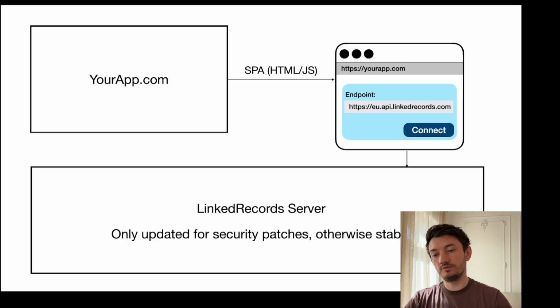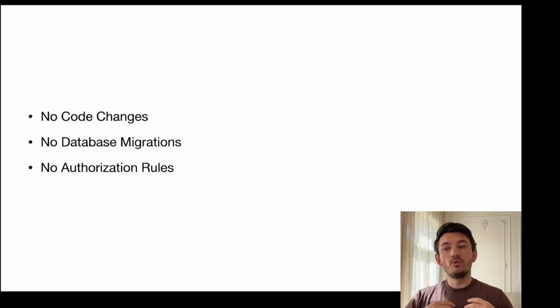Now, how is that possible? To make that possible, we basically have to get rid of three things. First, we have to have a backend where we don't have any domain logic in it. So it means when we implement new requirements, new features, we should not need to change any backend code. Also, we should not need to run any database migrations, and we also should not need to change any authorization rules within the backend itself.